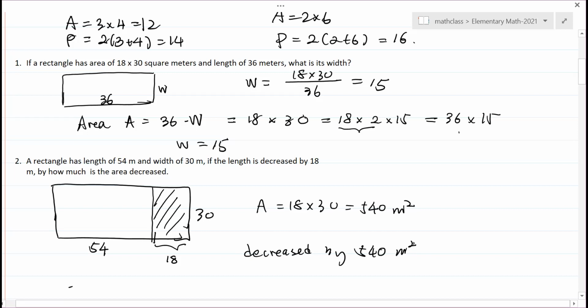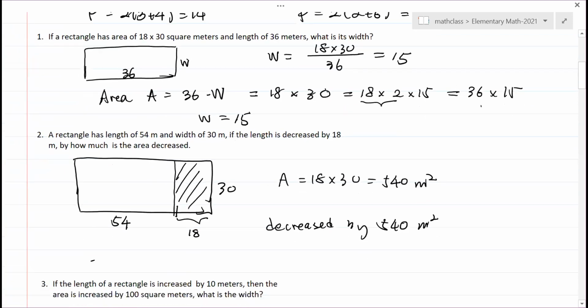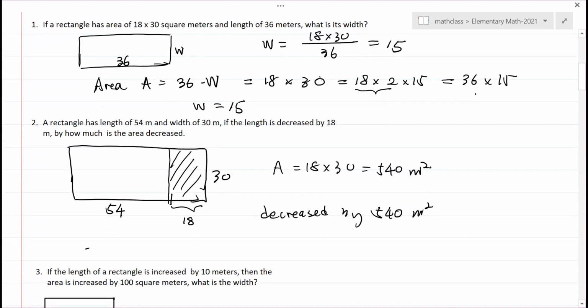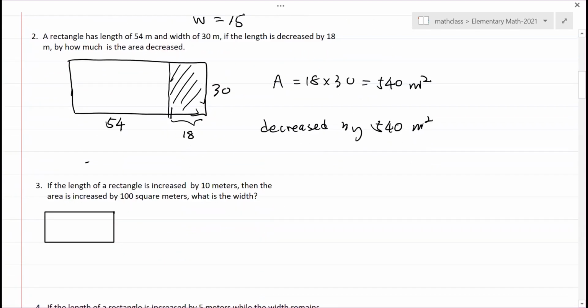You shorten the length, then you're going to lose some region, some area. And that area is just 18 times 30. The width is still there, it's the same width. So that's what they got. All right, so take a look at the next problem.